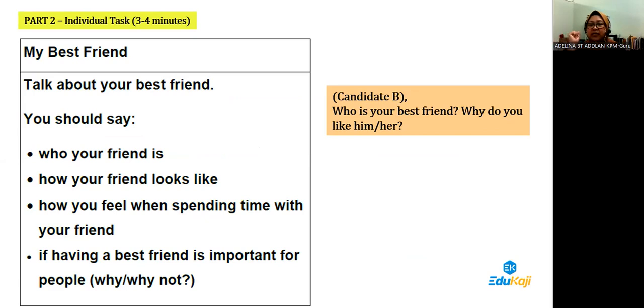How do you feel when spending time with your friend? I feel happy. I feel comfortable. I feel appreciated. So you're using adjectives, you're describing them. If having a best friend is important for people, why? If you disagree with it, then you could probably say that having a best friend is not important for people because they do not want to share their personal matters with a best friend, for example.